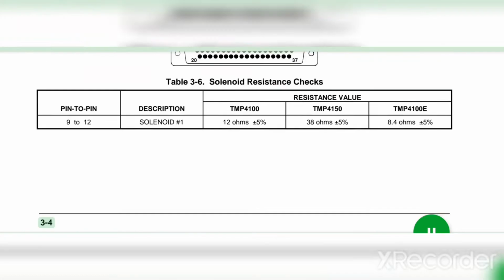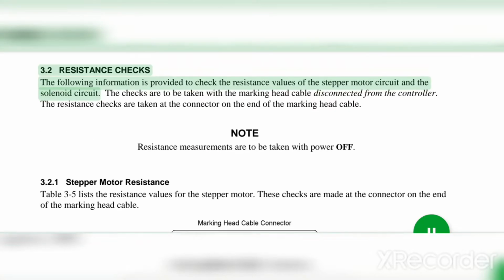Test and verification, 3-4. 3.2 Resistance checks. The following information is provided to check the resistance values of the stepper motor circuit and the solenoid circuit. The checks are to be taken with the marking head cable disconnected from the controller. The resistance checks are taken at the connector on the end of the marking head cable. Note: resistance measurements are to be taken with power off.